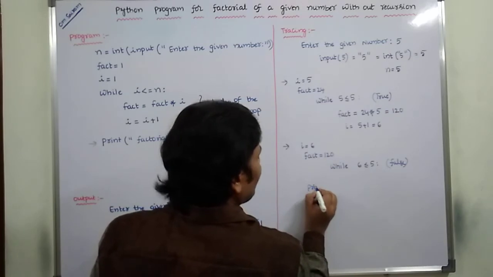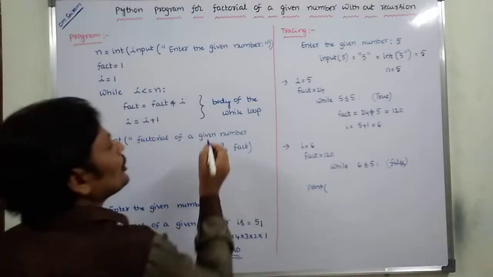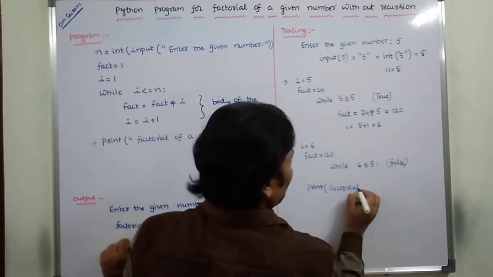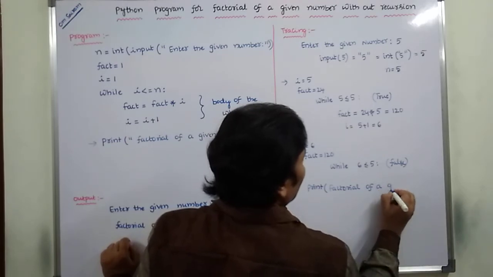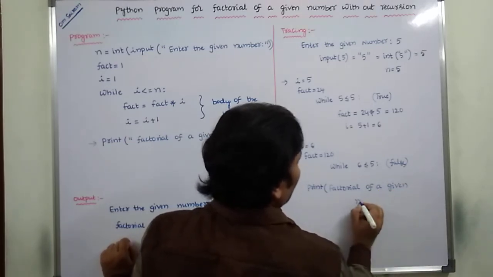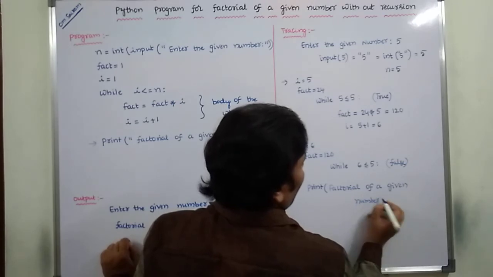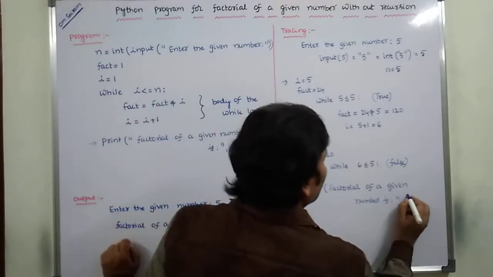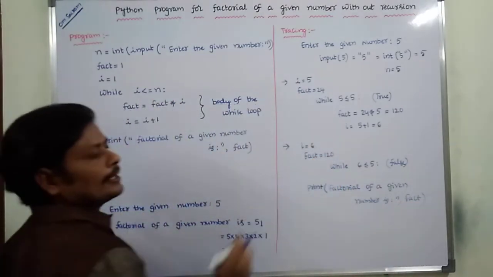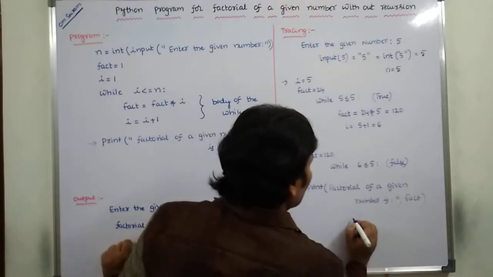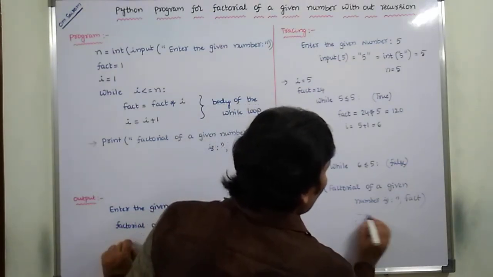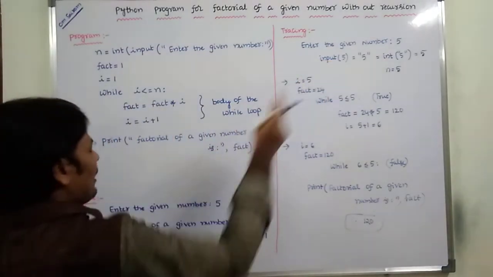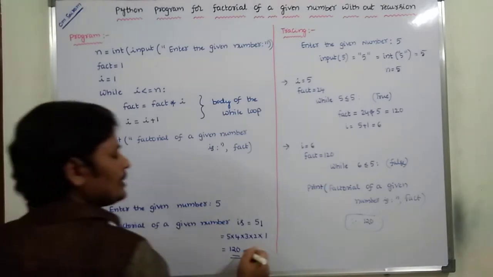Print factorial of a given number is. So what is the variable? That is fact. What is the value in the fact? That is 120. So therefore 120 is the answer. So here, enter the given number 5. Factorial of a given number is 120.